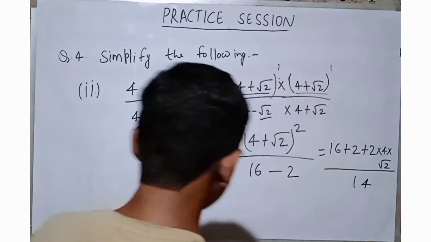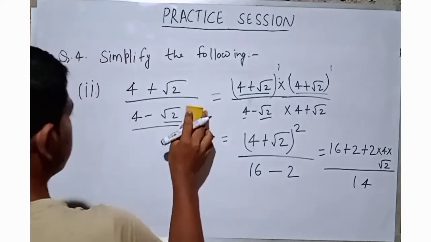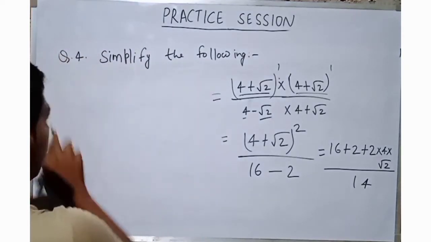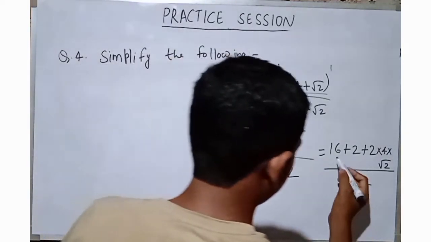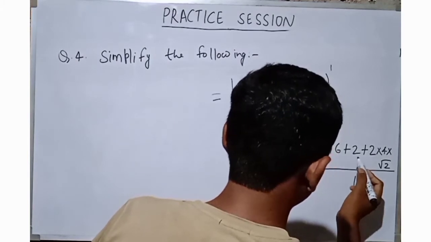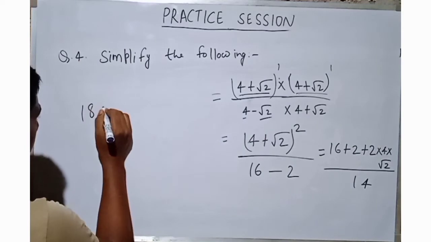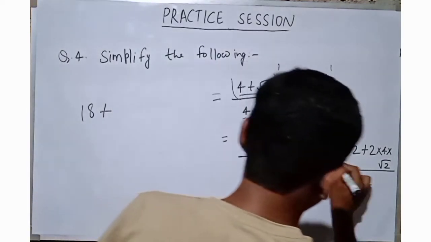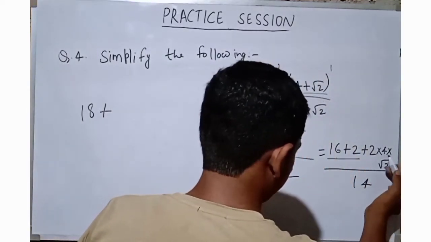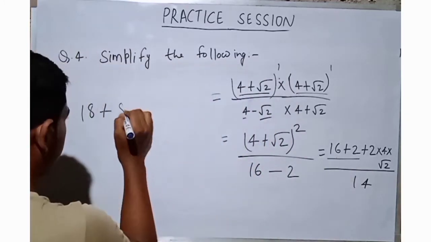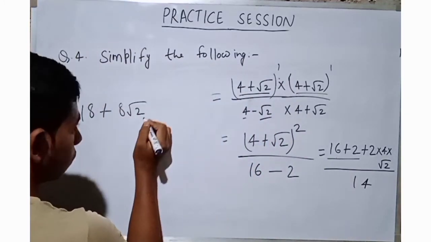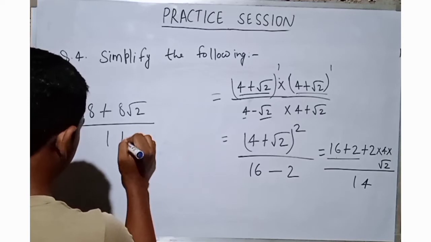Okay, so I am solving it here. So see here, it will be 16 plus 2. 16 plus 2 will be 18. And plus, 2 times 4 is 8 root 2, so 8 root 2 by 14.